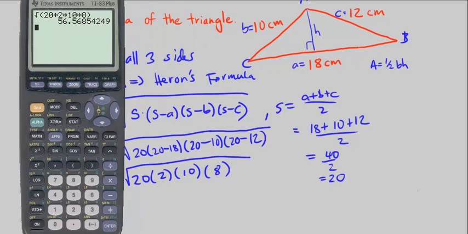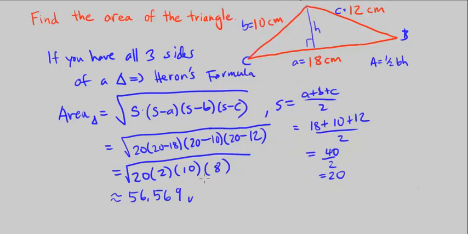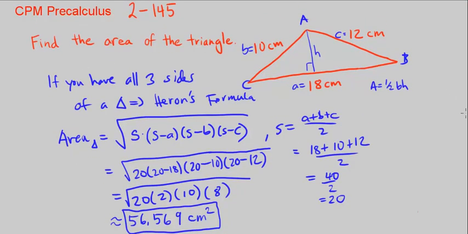So the area of this triangle is simply approximately 56.568, but the 8 rounds up to a 9, and the units are centimeters, right? Centimeters here. So I'm going to say centimeters squared. It's always units squared for area. All right. So that's going to end for us CPM Precalculus Chapter 2, number 145, using Heron's formula.